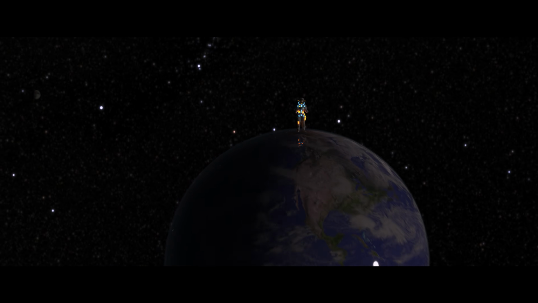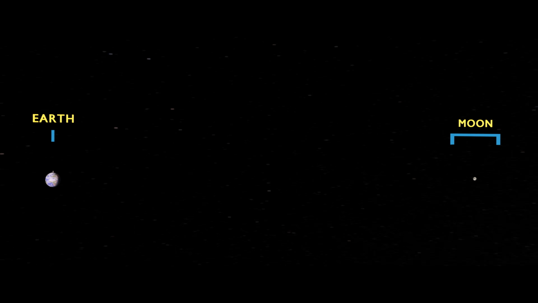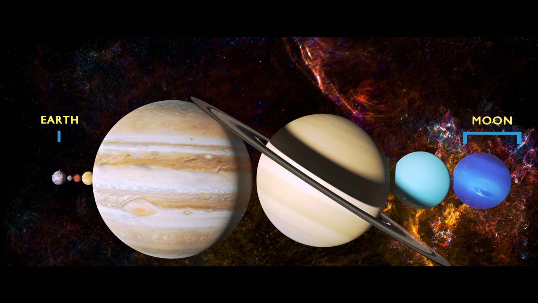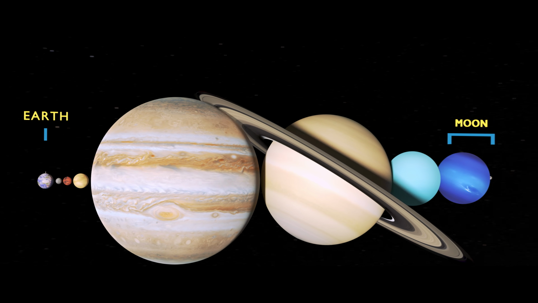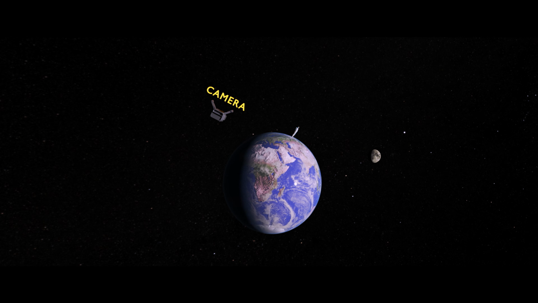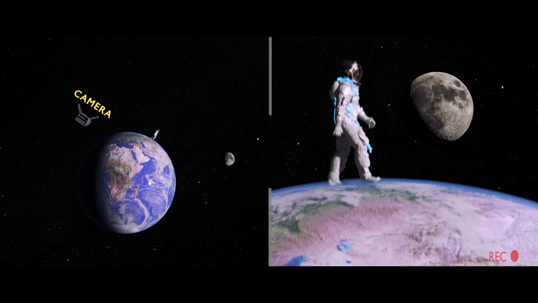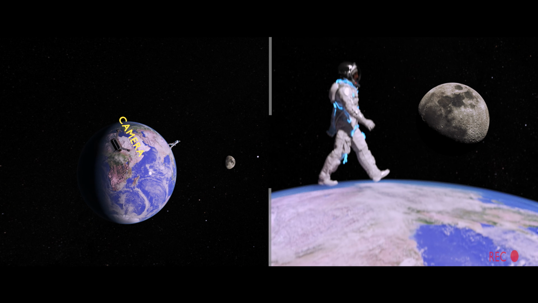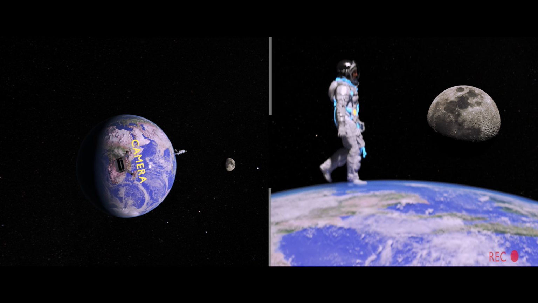It always surprises me how far away the moon is. In fact, when the moon is furthest away from us, we can just fit all the other planets of the solar system in between us both. I'm in the Northern Hemisphere here, and I'm going to walk all the way round to Australia. And the other camera here is going to rotate with me to show you the view from my perspective.